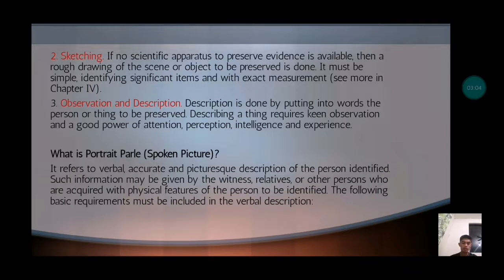Identification of voice from the recording instrument may sometimes be difficult. Audio recording depends on the speed, volume, pitch, and timbre, which may be changed by the instrument used in the recording and replaying. So next is number 2, sketching.